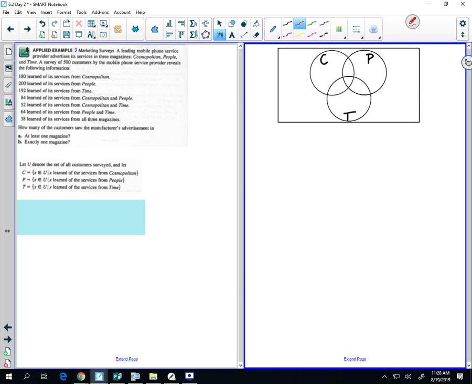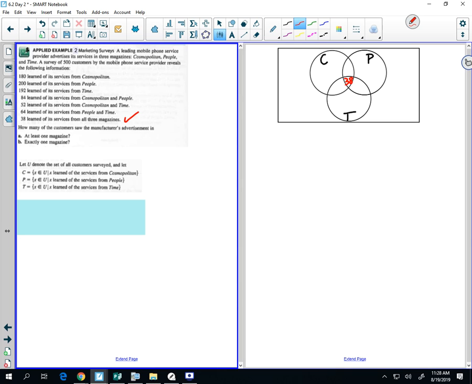So what do we know? We know 38 learned from all three magazines. So that's where I'm going to start first. Like 38 is going to go in here. So to me, you have to fill in the overlaps first because that way you can do the 180, subtract that, right? So we got the 38.